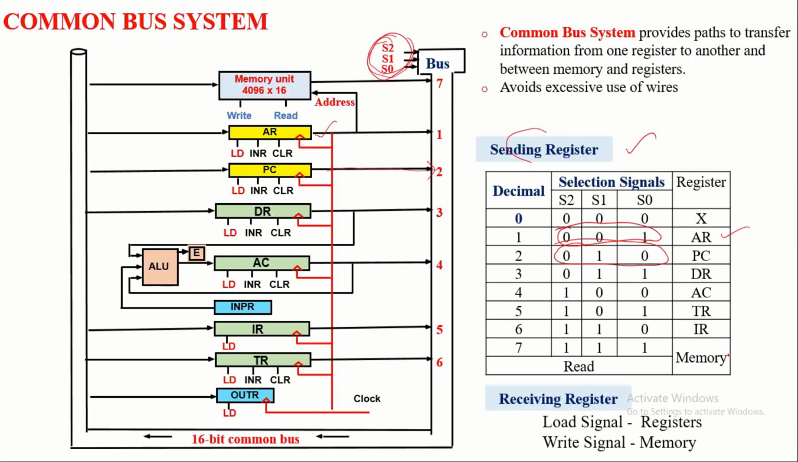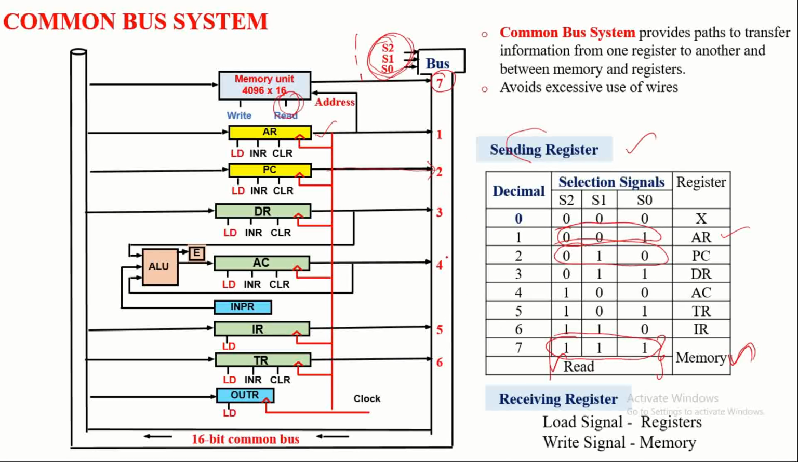Coming to the memory unit, it can transfer its information only when the selection signal values are equivalent to 111. In addition to that, the read signal of the memory also needs to be enabled. So in addition to the selection signal, the read signal of the memory unit also must be enabled. Then only the memory unit can transfer its information over the bus.